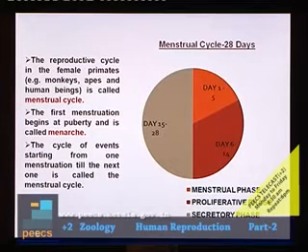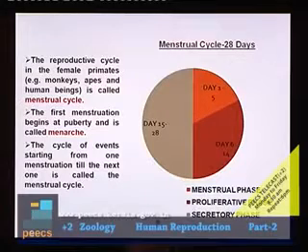In the case of primates like man, monkey, apes, we are all primates, and in primates we can see this menstrual cycle, the reproductive cycle, and usually it has a duration of 28 days, but it will vary according to the physiological condition of the person, and also it will differ according to the individual. But we are taking it as a 28-day cycle in the usual case.